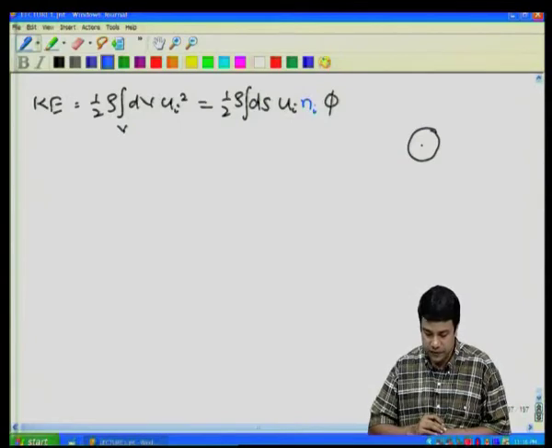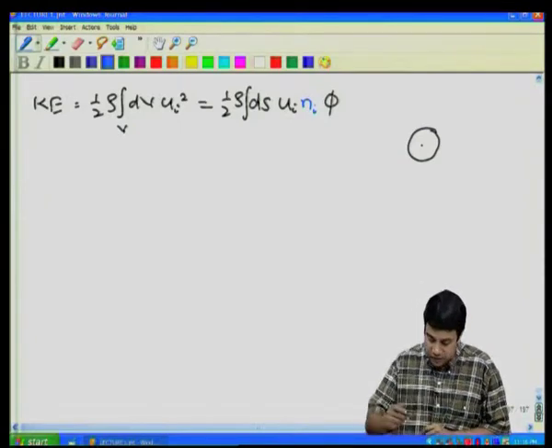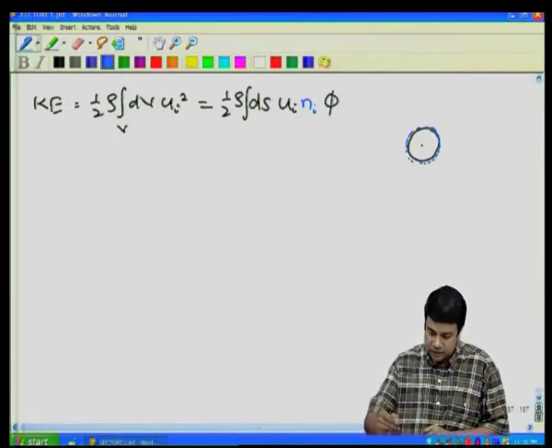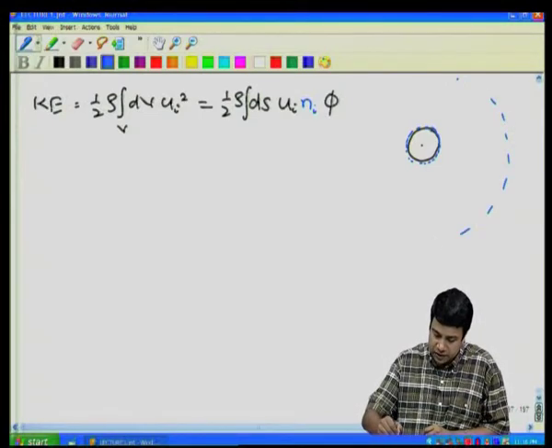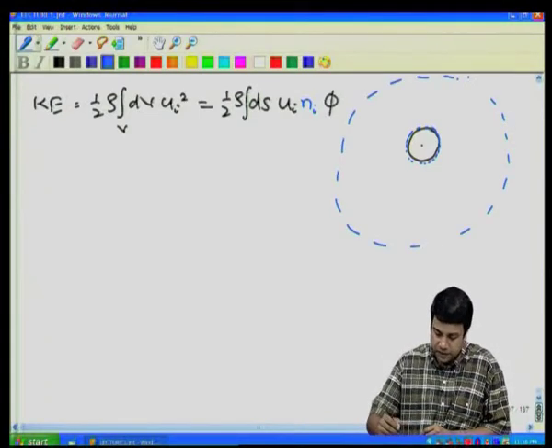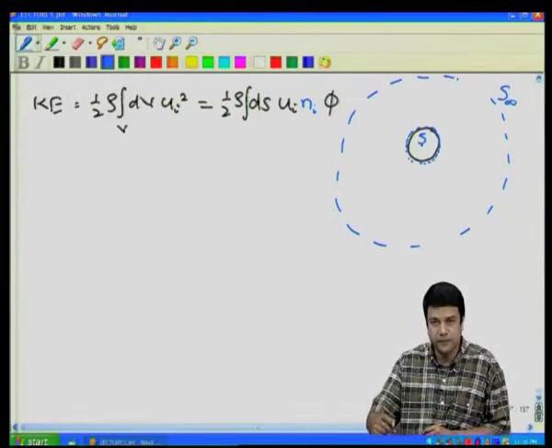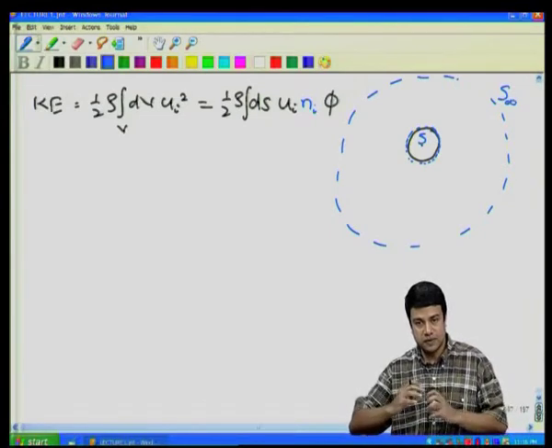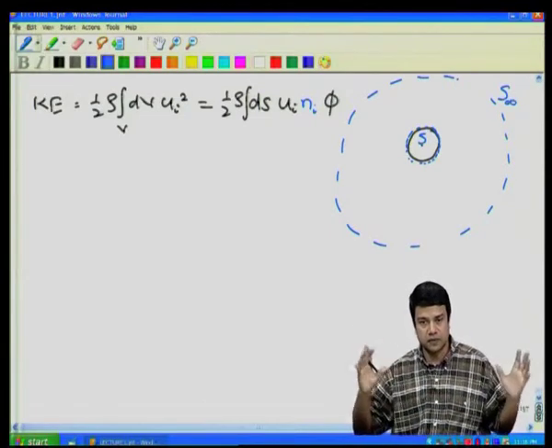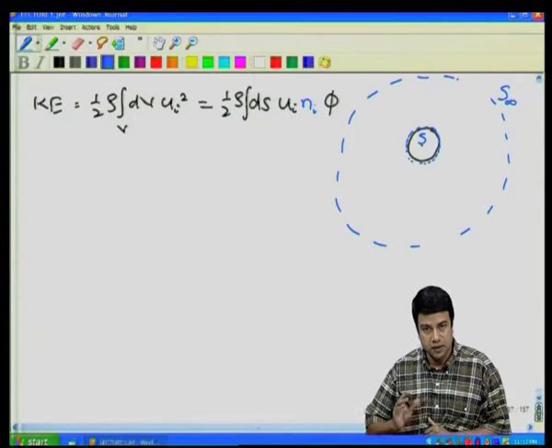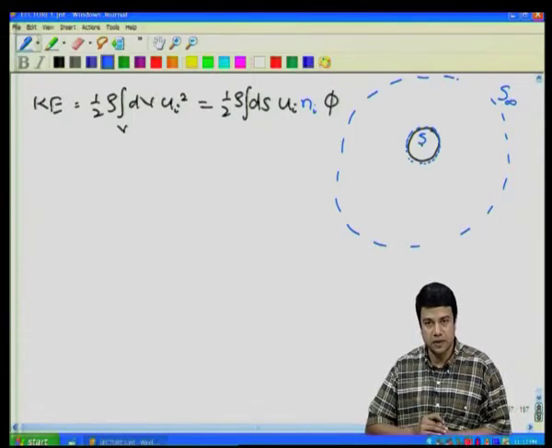I am going through this in detail because we will see such volume integrals again and again in our analysis of potential flow. The fluid volume is the volume that is in between the surface of the sphere and the surface at infinity very far away from the sphere. I will call this surface of the sphere as S and this as S infinity. So, I have to do this integral over these two surfaces, and there is a fluid in between these two surfaces.